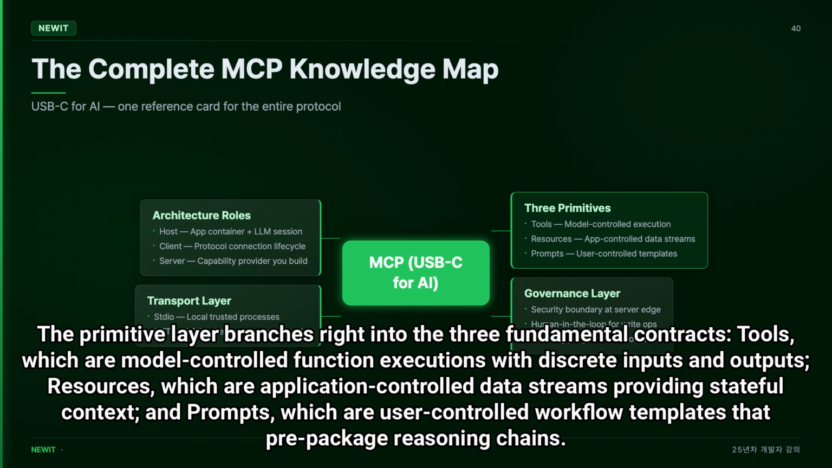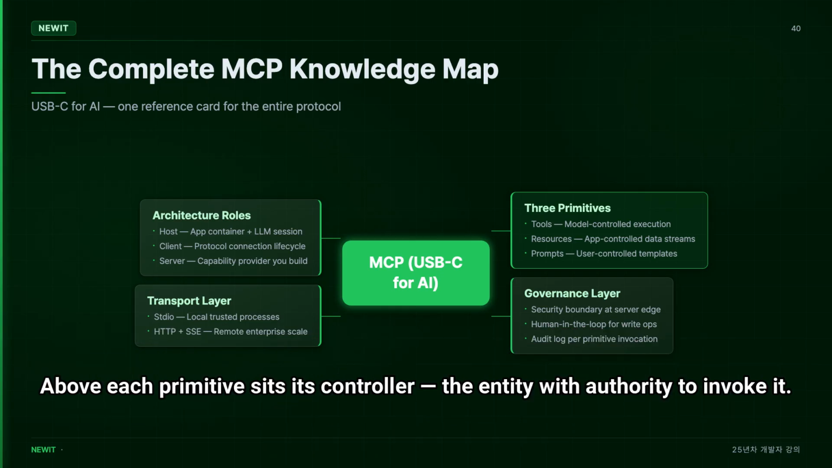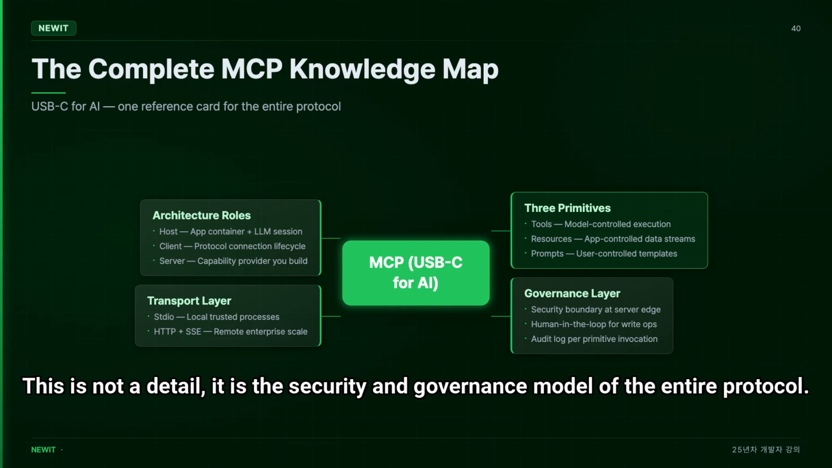The primitive layer branches right into the 3 fundamental contracts. Tools, which are model-controlled function executions with discrete inputs and outputs. Resources, which are application-controlled data streams providing stateful context. And prompts, which are user-controlled workflow templates that prepackage reasoning chains. Above each primitive sits its controller, the entity with authority to invoke it. This is not a detail, it is the security and governance model of the entire protocol.